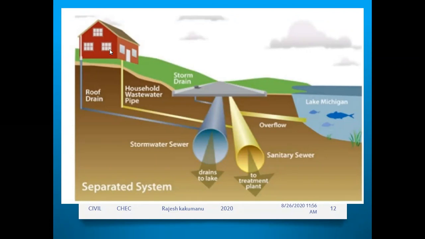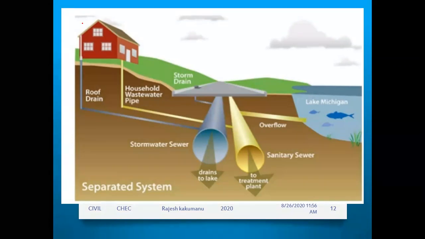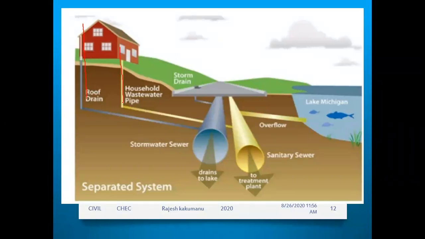Now, see here, from the house, the rainwater is collected in the roof drain, and the normal household sewage waste material is coming from the household wastewater pipe. So here, these are collected from, see the orange or yellow color pipe. These are collected in the yellow color pipe. The rainwater is collected in the blue color pipe. There is the stormwater sewage and the sanitary sewage.